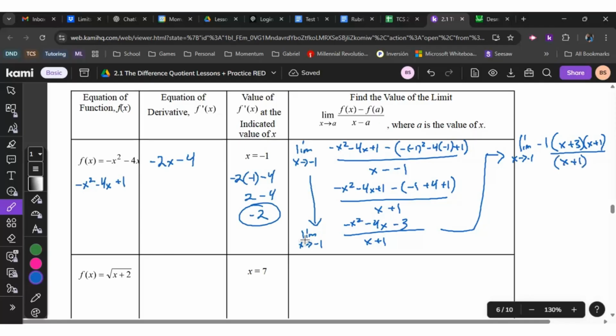Right? If I factor out the negative 1, then I've got x squared plus 4x plus 3, which is x plus 3, x plus 1. And then those two things cancel. And so then I get the limit as x is approaching negative 1 of negative 1 times x plus 3. Then I just plug it in. What's negative 1 plus 3? 2. Negative 1 times 2? Negative 2. Samesies.